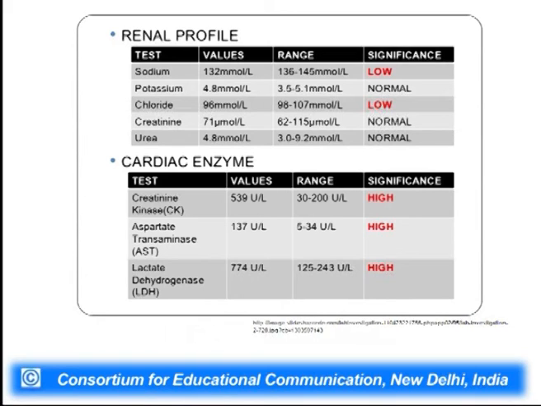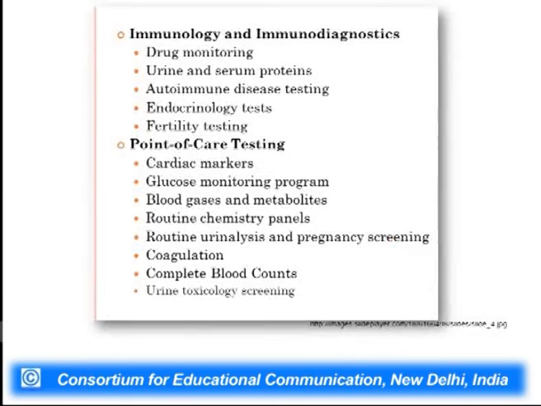For the cardiac enzyme values, the creatinine kinase values range between 30 to 200 U per L, then the aspartate transaminase value ranges from 5 to 34 unit per liter, and the lactate dehydrogenase value should range between 125 to 243 unit per liter. So these are the various values of the renal and the cardiac enzymes.